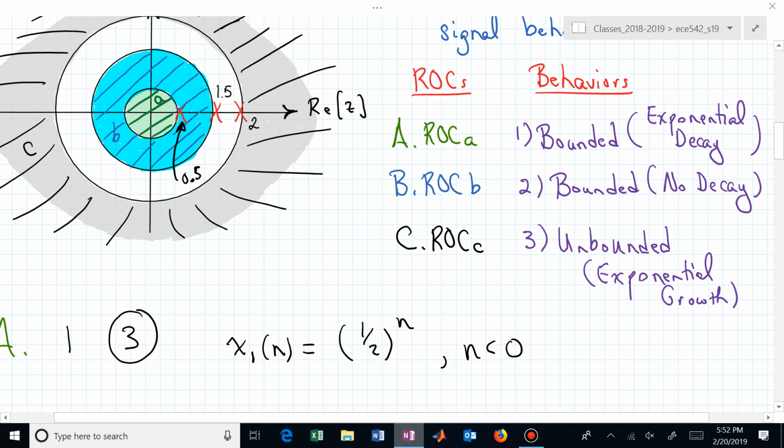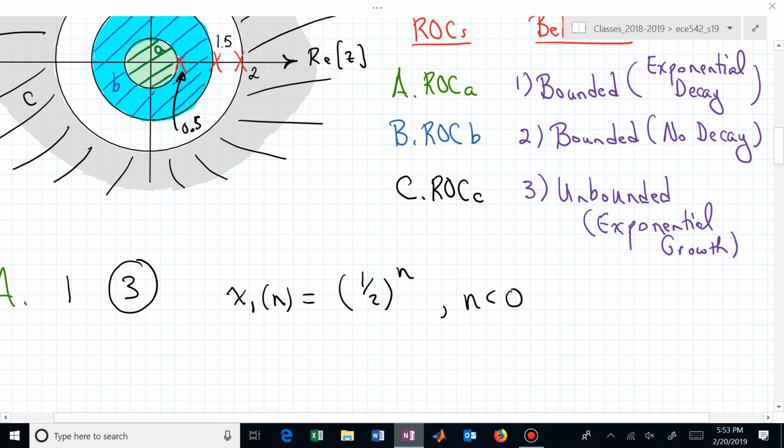This is for an anti-causal waveform, isn't it? From part A of this quiz, this region of convergence corresponds to little n's that are negative. And now if we raise 1/2 to larger and larger negative powers, that's going to go unbounded. So there is the justification for why item 3 is the correct answer.